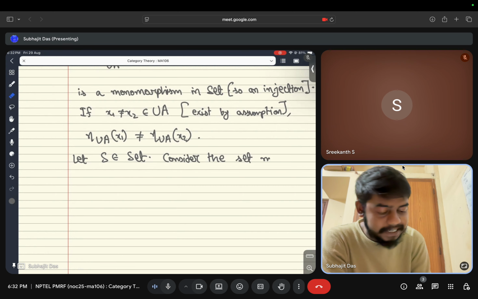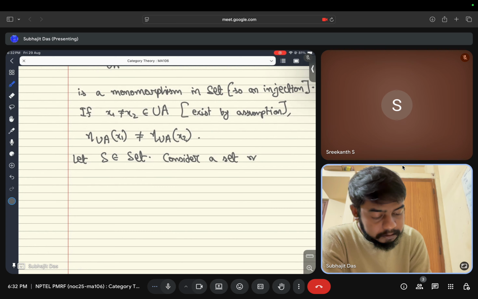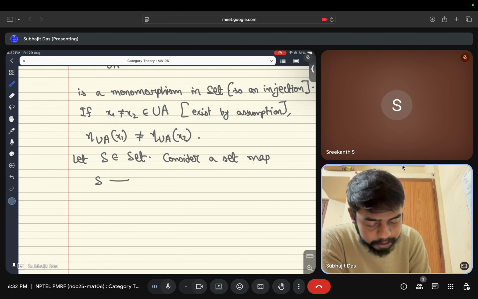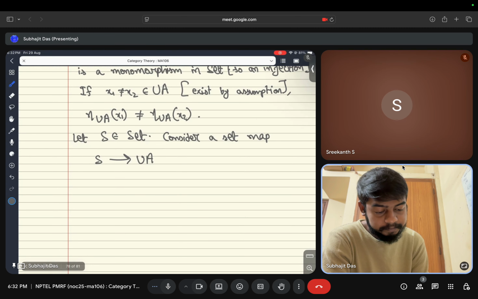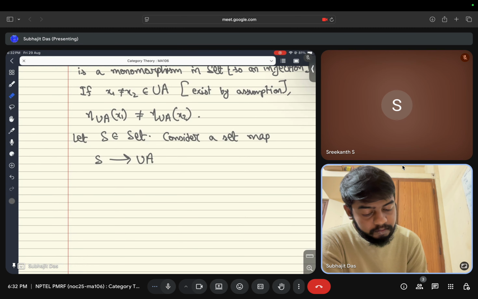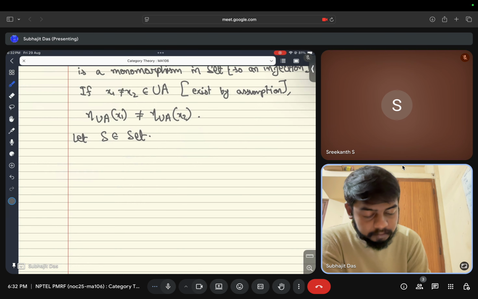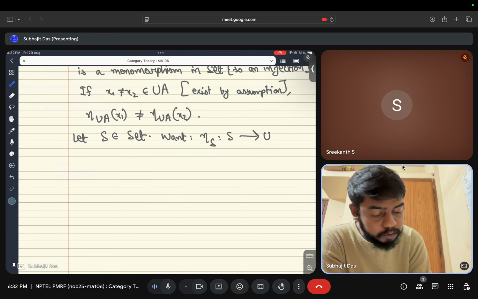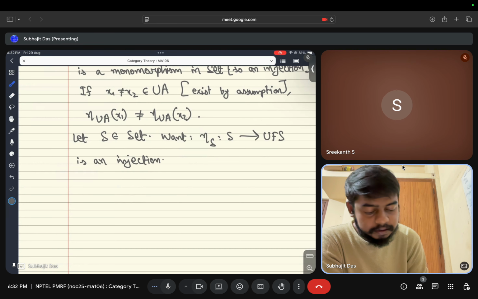Consider a set map from S to UA, right? Okay, let's go step by step, let's not jump. This is what we wanted: eta at S, from S to UFS, is an injection. This is what we want, right?